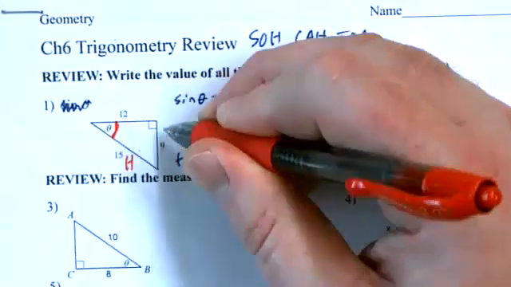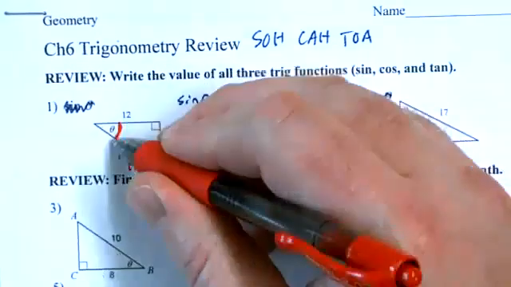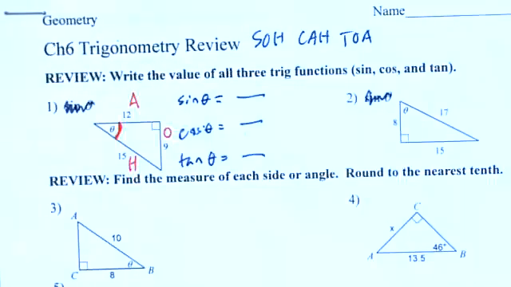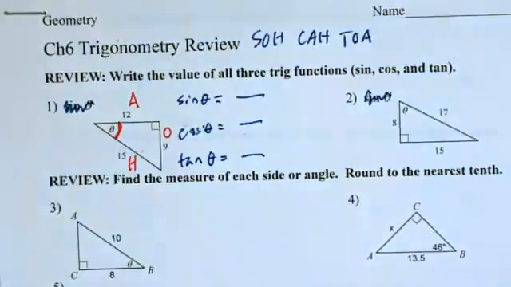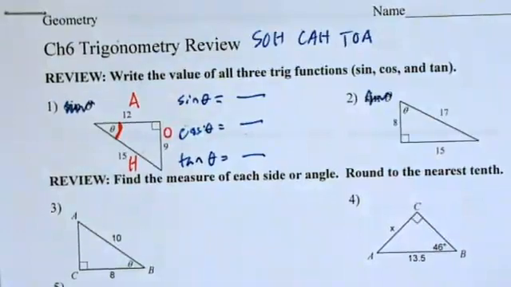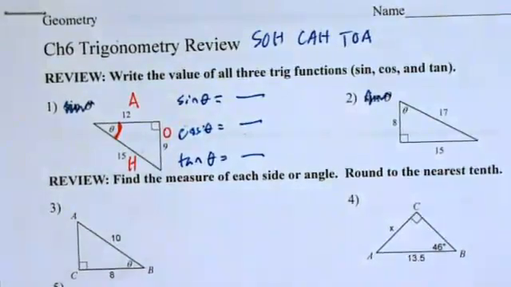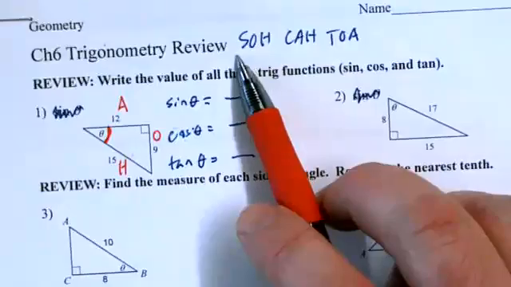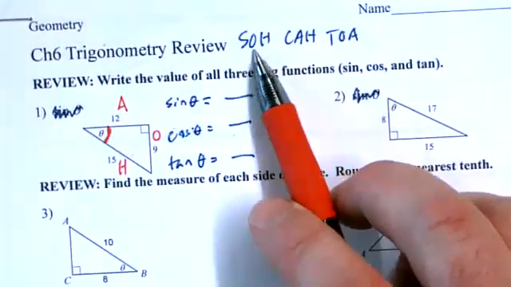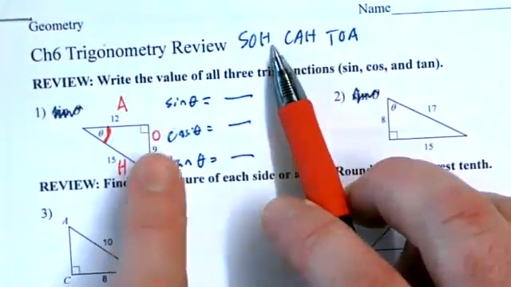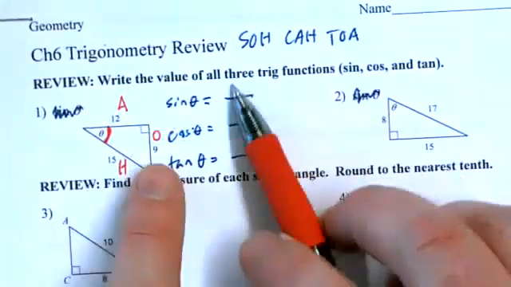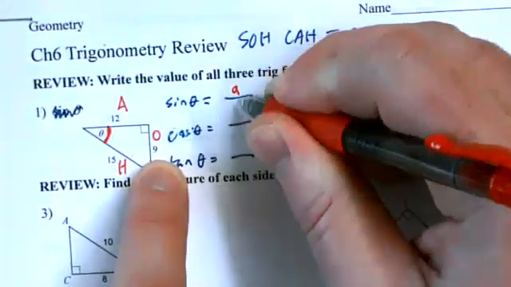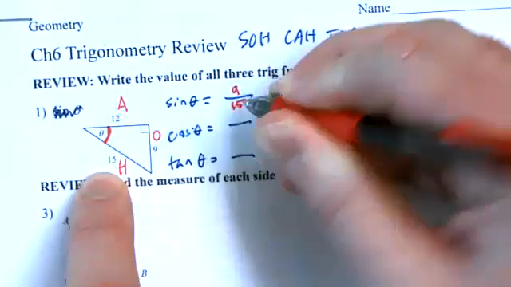Opposite from the reference angle is opposite, and adjacent is right next to the reference angle. Then I just need to take those three numbers and put them into my ratios here. And this is where SOHCAHTOA helps us, because this tells us that sine is opposite over hypotenuse. So I'm going to look and see opposite and hypotenuse, and I'm going to fill those numbers in the top and bottom of this ratio. Opposite was 9 over hypotenuse was 15.